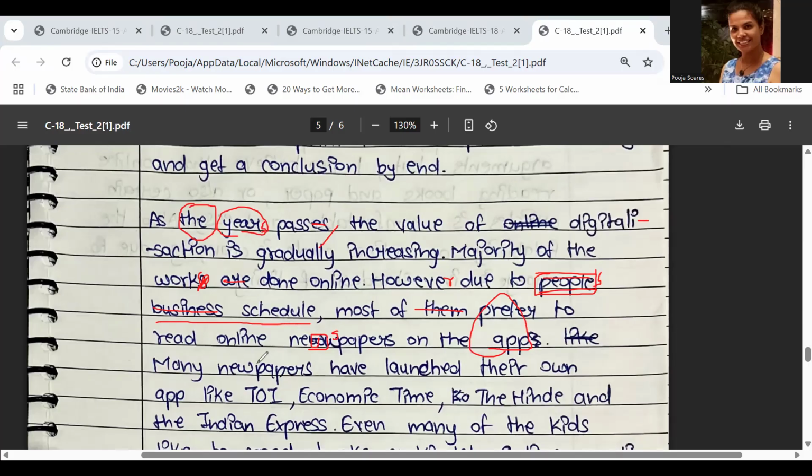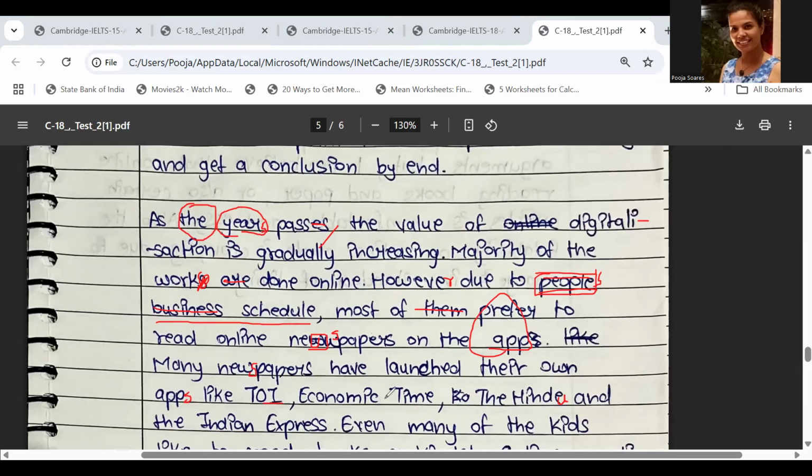Then many newspapers have launched their own apps, again, applications. Apps is like a spoken English. When we speak, we use it like that, okay? Like TOI, don't write TOI, Times of India, Economic Times, the Hindu, and the Indian Express.